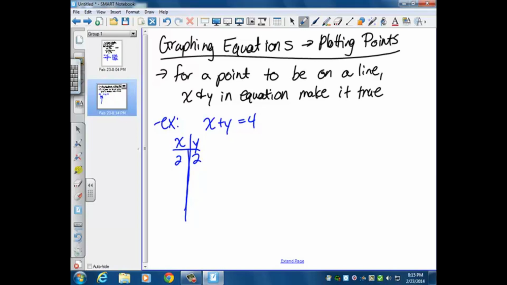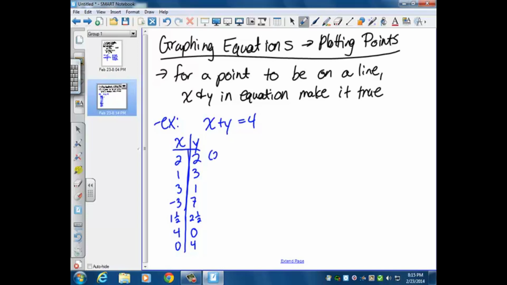2, 2. That would work. 2 plus 2 is 4. Or 1 plus 3 is 4. 3 plus 1 is also 4. That is going to be a different point. Or I'm going to throw in something with a negative. How about negative 3 plus 7? That would total up to 4. Or how about 1.5, 2.5? They don't always have to be nice numbers. Or how about 4 plus 0? Or 0 plus 4? Those are all points that work in the equation.